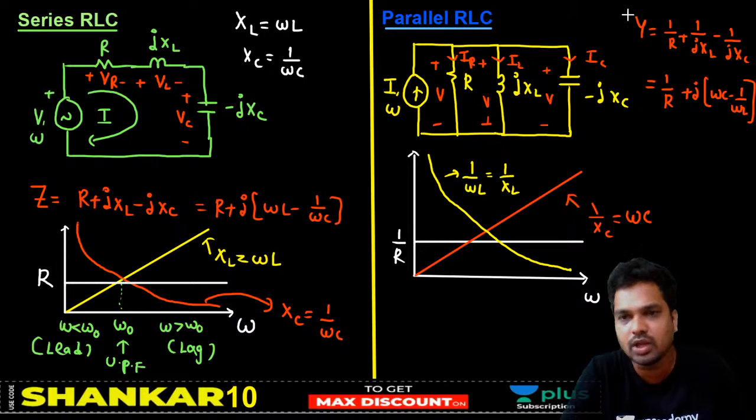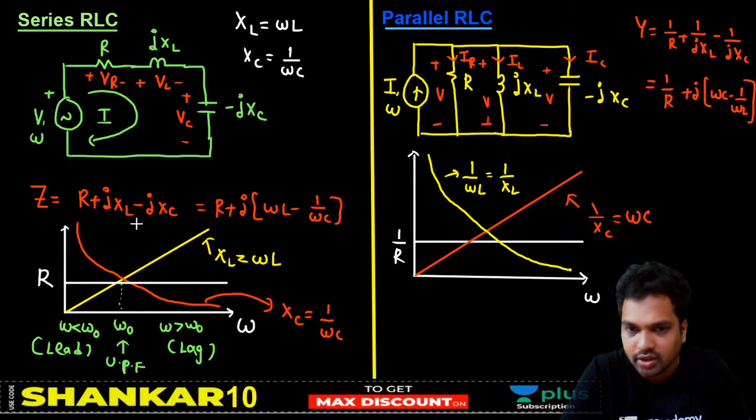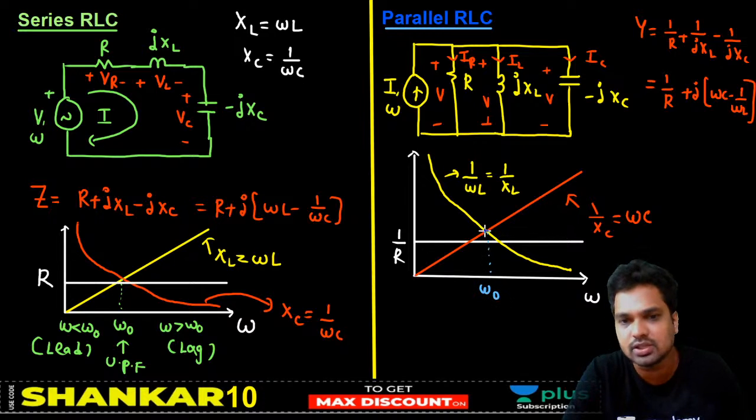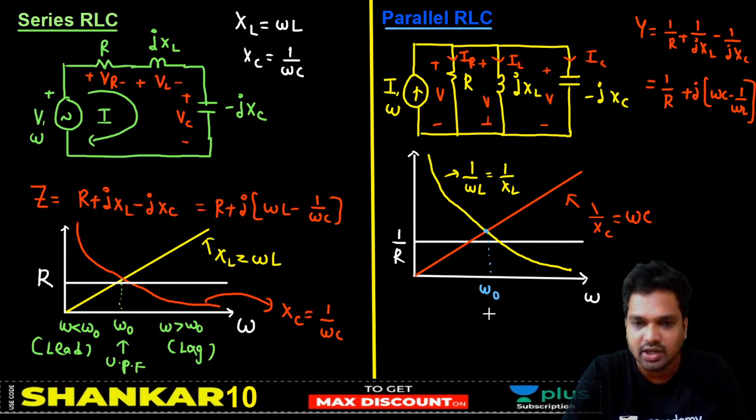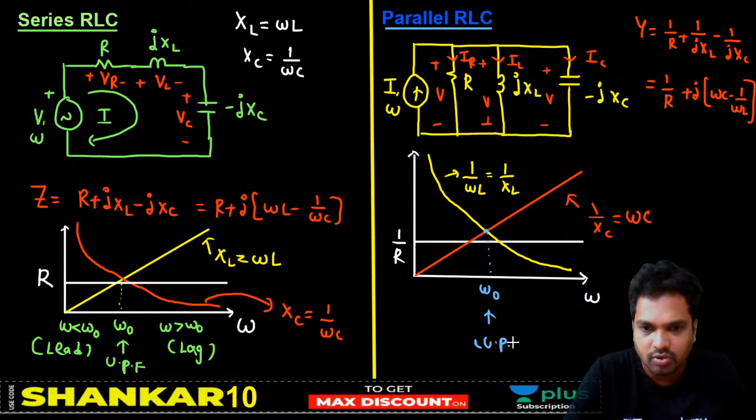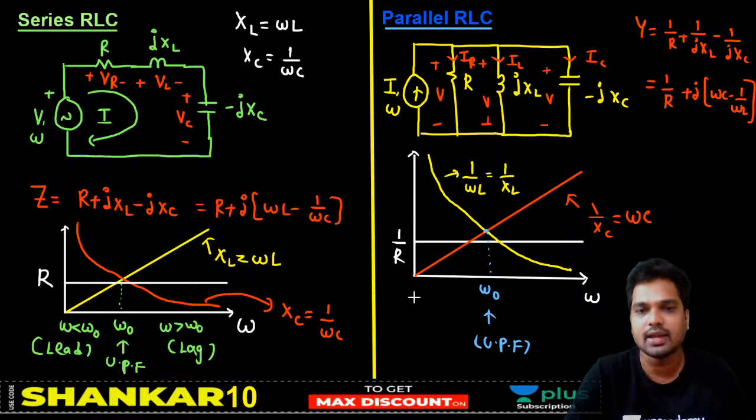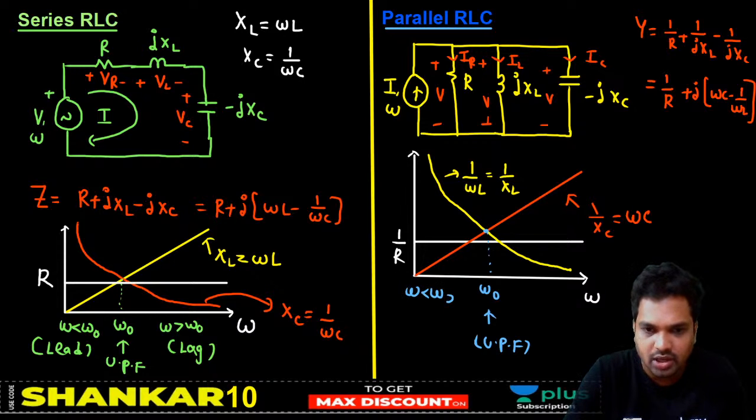For the parallel we are plotting for admittance, for series we are plotting for impedance. Now see here, at omega equal to omega naught, at this resonant frequency, 1 by XL and 1 by XC cancel and admittance will be purely conductive and you will be getting unity power factor. Next, when omega is less than omega naught and omega is greater than omega naught.